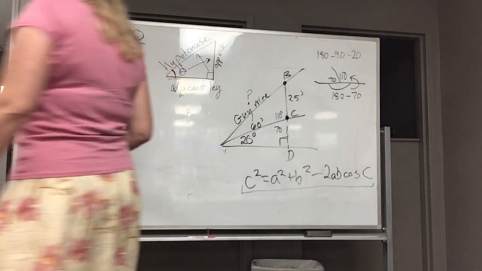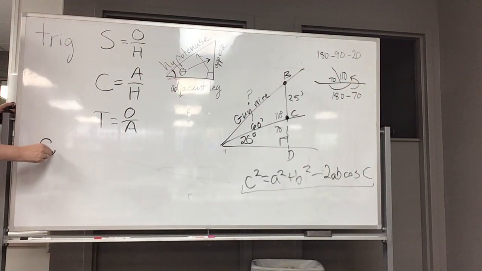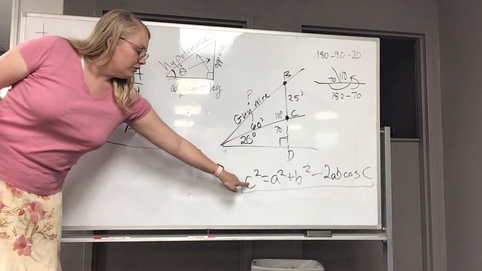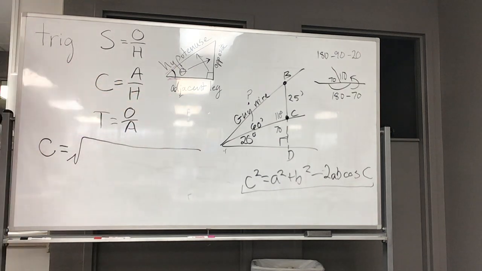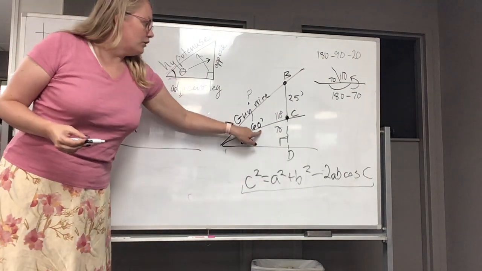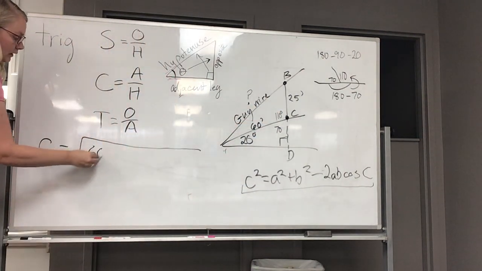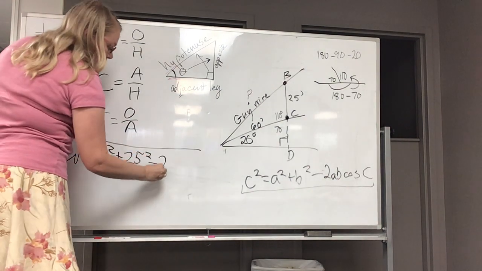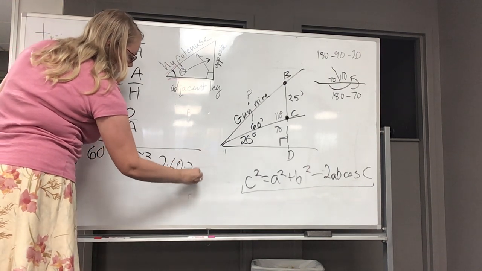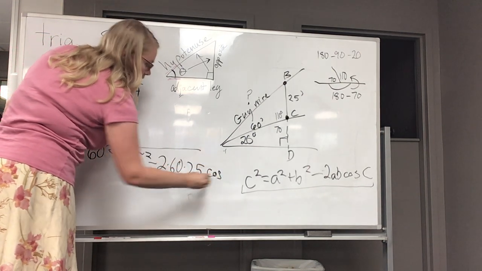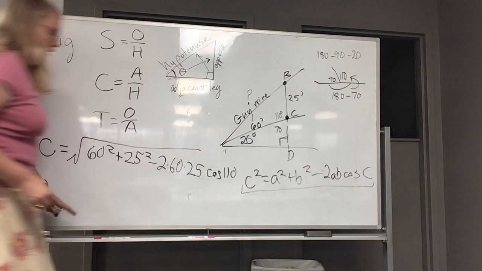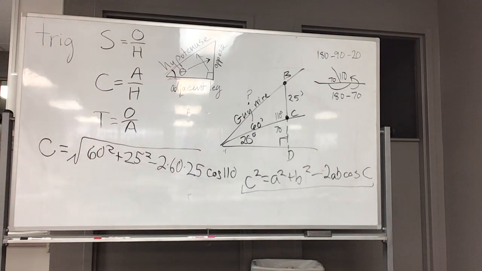And so c squared, if we're looking for just the length, it's going to equal the square root of everything else. So if we're looking for just c, we're going to square root all that other side. A squared and b squared are the two sides we know. We're going to have 60 squared plus 25 squared minus 2 times 60 times 25, and then cosine. Finally, the angle we know is 110. And that's the answer that you will put in there.